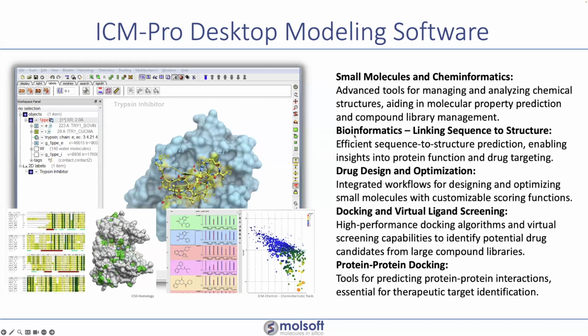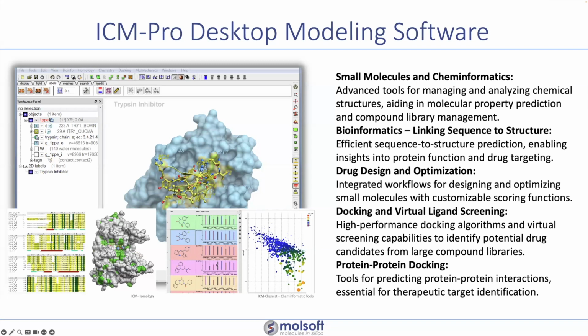There's a full suite of bioinformatics tools, so you can make sequence alignments and propagate the sequence alignments onto structure, so you can map regions where there is identity or diversity between your crystal structures.